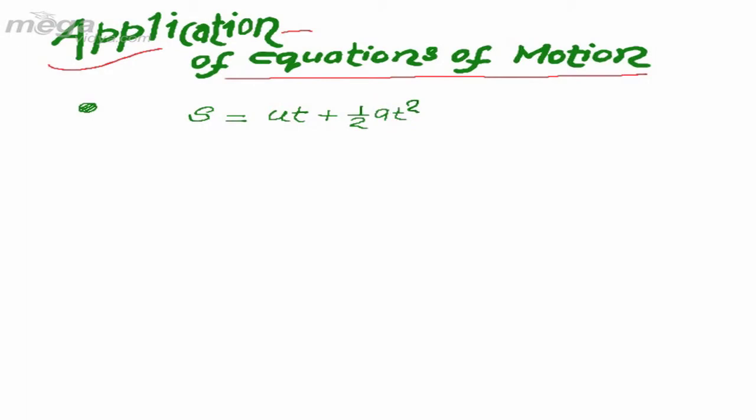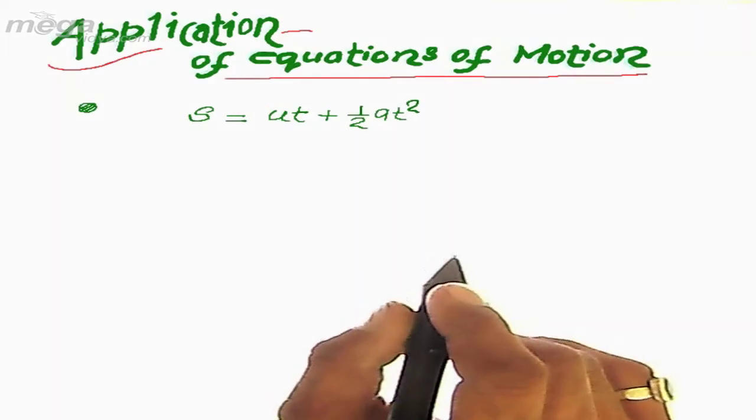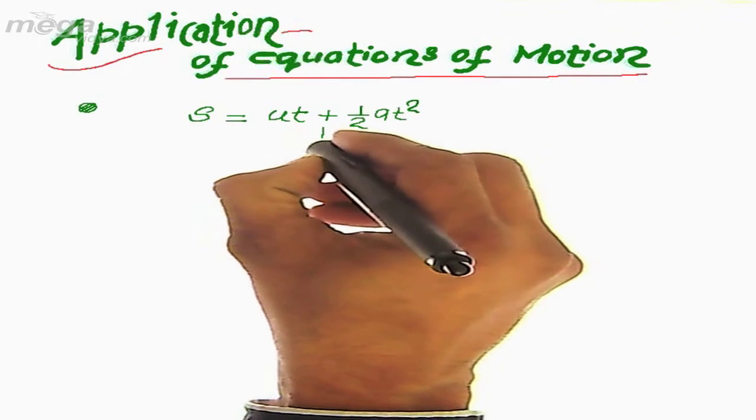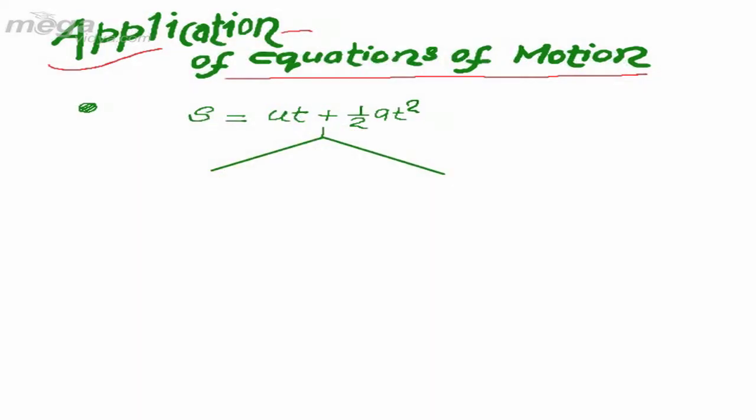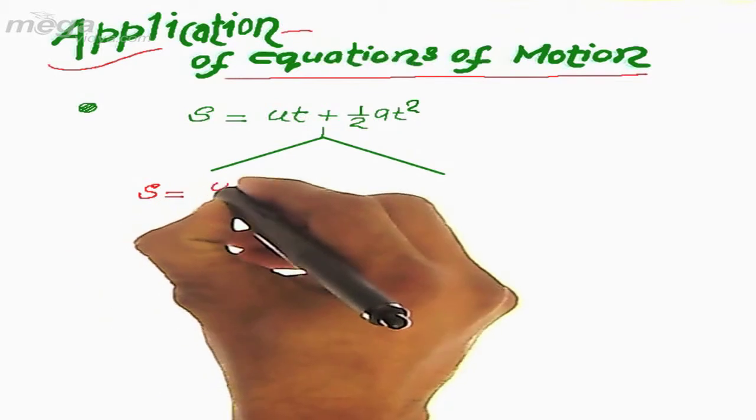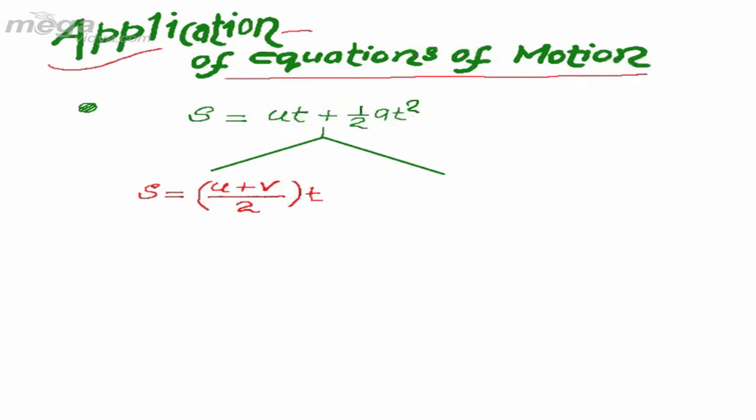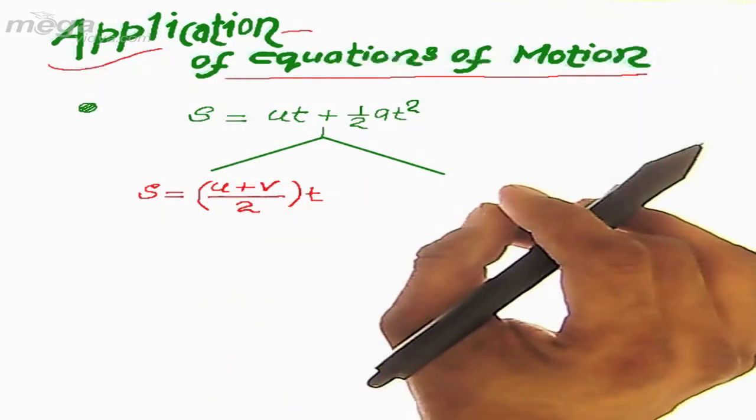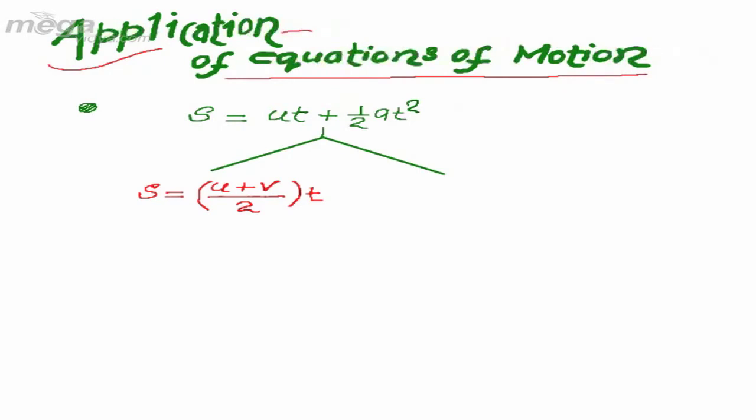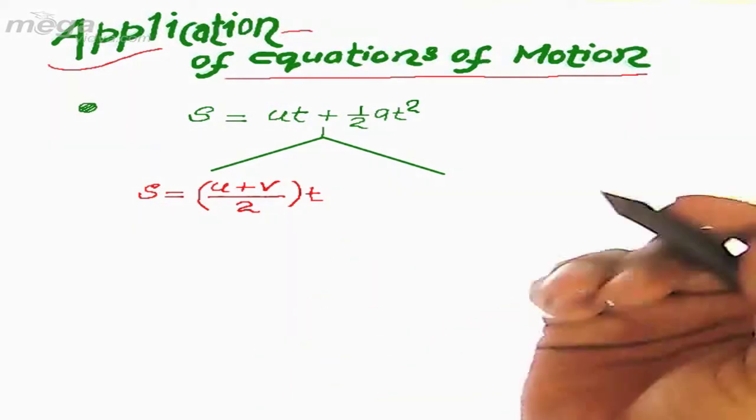No doubt, as we have discussed earlier while obtaining these equations, this equation can be modified in the form s equal to (u plus v) divided by 2 into time. Here (u plus v) divided by 2 gives us the average velocity in the given time interval t, where u is the initial velocity, v is the final velocity, the velocity at any time t when we are calculating this displacement. So average velocity in case of constant accelerated motion is (u plus v) by 2.